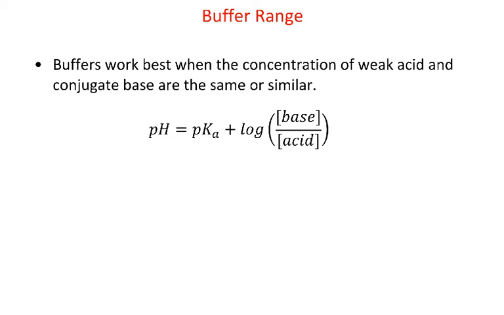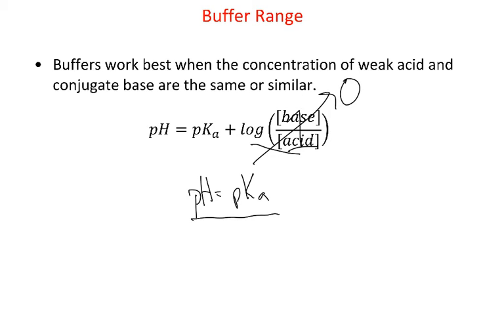So the second idea is that we want our buffers to be the best. We want to have similar concentrations of the weak acid and its conjugate base, and ideally, the concentrations would be the same. If I have a hypothetical buffer and I make the concentration of the conjugate base and the conjugate acid the same, then inside the log here, this fraction is going to be 1. And the log of 1 is going to be 0. So when the concentration of the weak acid and the conjugate base are the same, the pH is equal to the pKa of the acid that makes up the buffer. And so what this tells us is that buffers work best at maintaining pHs that are close to the pKa of the acid.